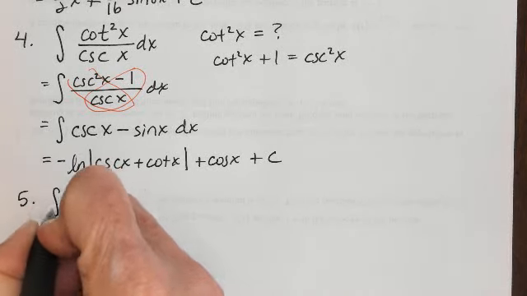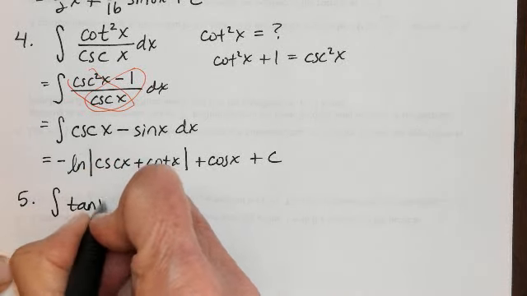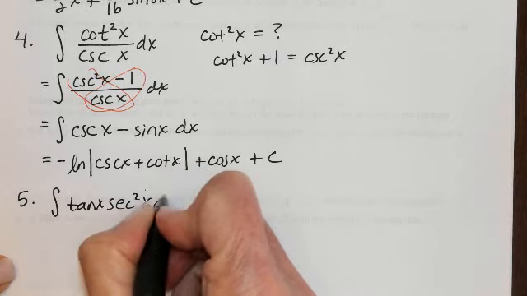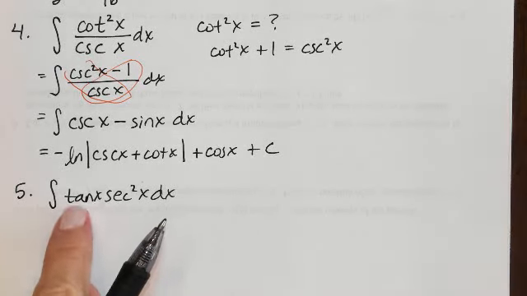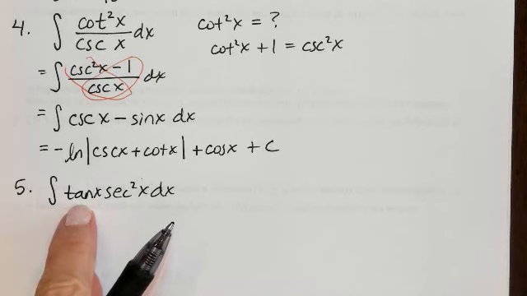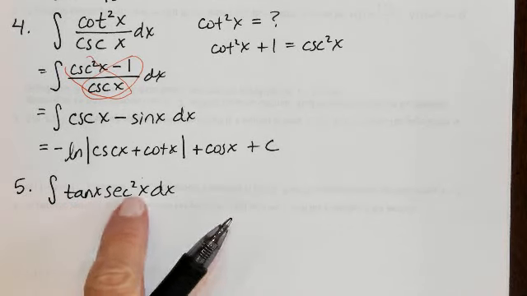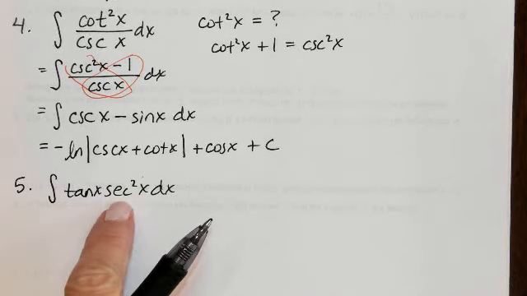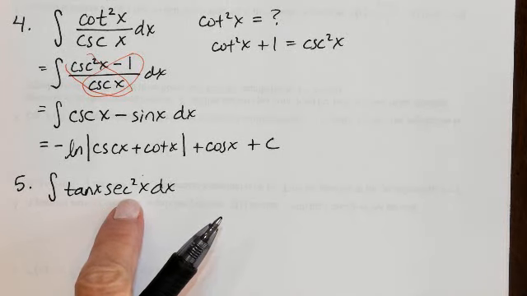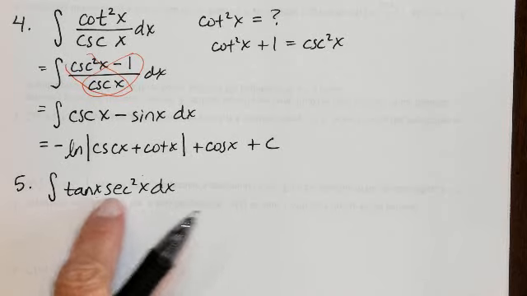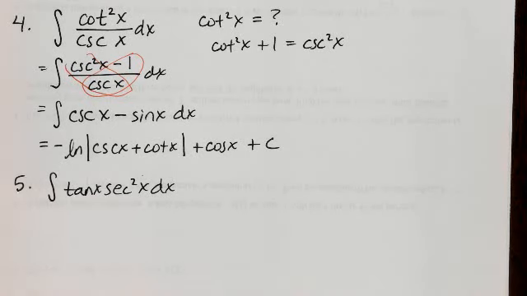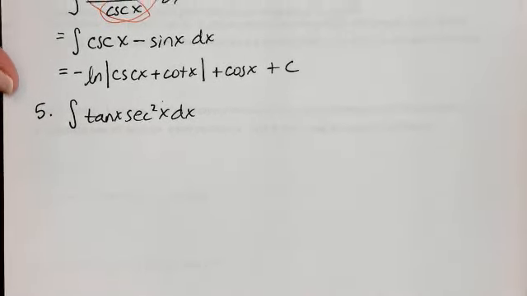Example 5. Integral of tangent x secant squared x dx. Well, I see two ways to do this problem, because I see this is a u sub. If I let u be tangent x, what is du? Secant squared x dx. If I let u be secant x, what is du? Secant x tangent x, which I would have left. I'm going to do this two ways, and I'm going to show you that they are equivalent to each other.